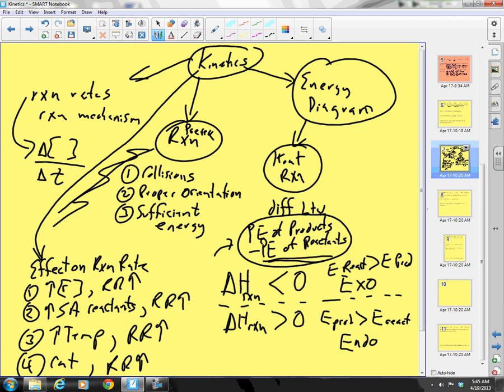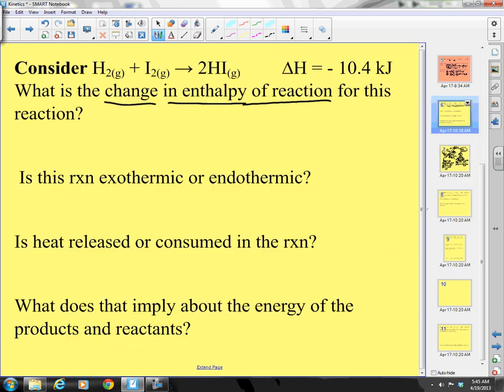If my products have more energy, that means they picked up energy during the reaction relative to the reactants. You get that? Or my reactants, as they are transformed into products, they gain energy. Got it? So that's an endothermic reaction. Okay, I think we can go back and answer this.